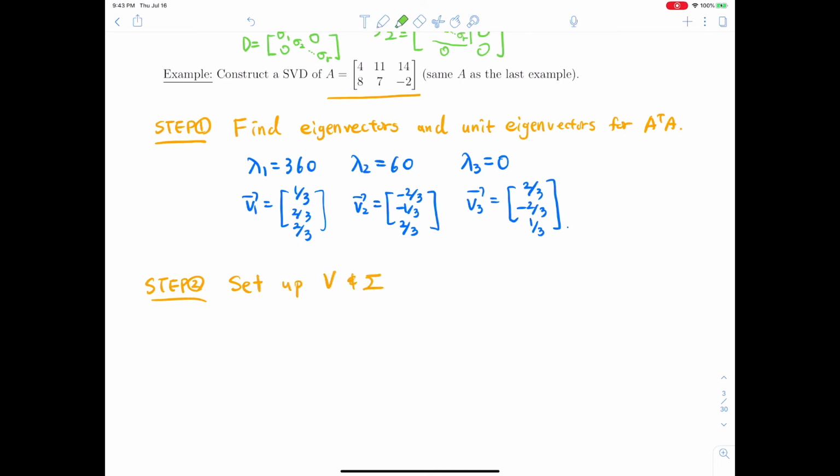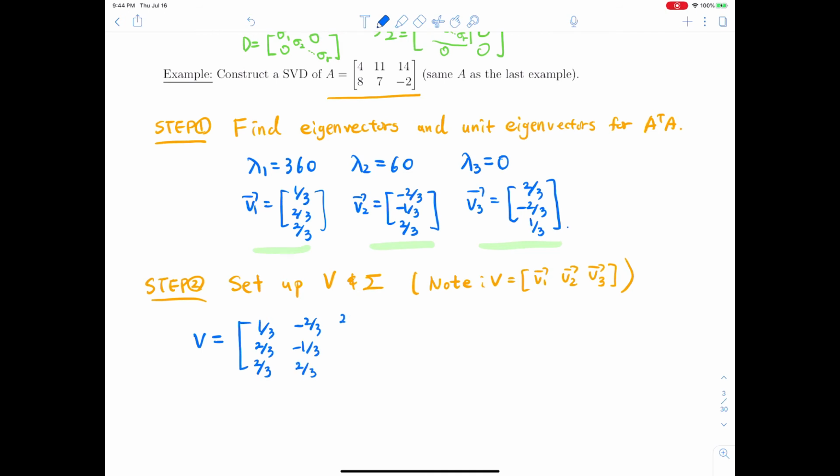Once you find the eigenvalues and eigenvectors, we can set up V and sigma. So we already know that V1, V2, and V3 are orthonormal eigenvectors because A transpose A is a symmetric matrix. So we build V by using V1, V2, V3 as the column vectors. So we get V equals 1/3, 2/3, and 2/3, and negative 2/3, negative 1/3, and 2/3, and 2/3, negative 2/3, 1/3.